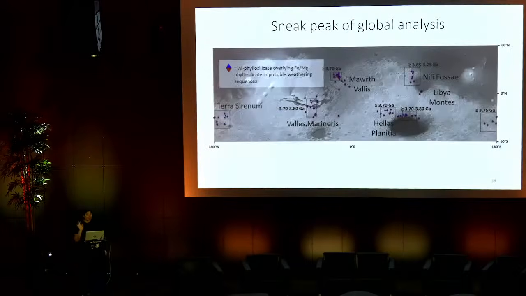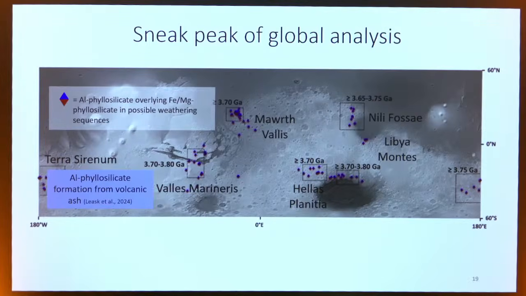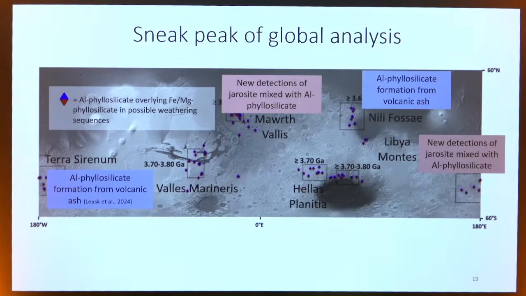So looking back at the global scale, previous work has found that at least some aluminum phyllosilicate formation in Terra Sirenum is likely from volcanic ash. And we find in Nili Fossae that aluminum phyllosilicate also likely formed from volcanic ash. The global analysis is ongoing. Hopefully in a future conference soon, I'll be able to present more on it. But just as a quick sneak peek, in Marthalis, we found new detections of jarosite mixed with aluminum phyllosilicate. And in Libya Montes as well, I think the first detection of jarosite in the region, also with aluminum phyllosilicate.